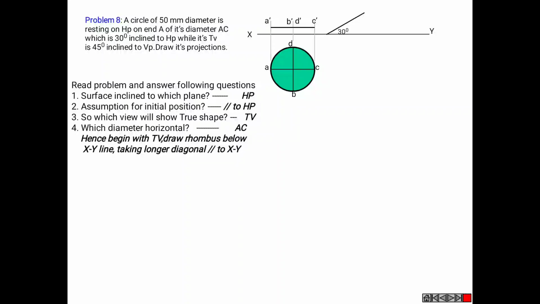Now we are taking it 30 degrees inclined to your HP with the same markings and points. We'll draw the projections both to the VP and HP and mark the points. We'll join all the points smoothly in order to get our elliptical curve. Since it is twisted by 30 degrees, the circle looks like an ellipse.